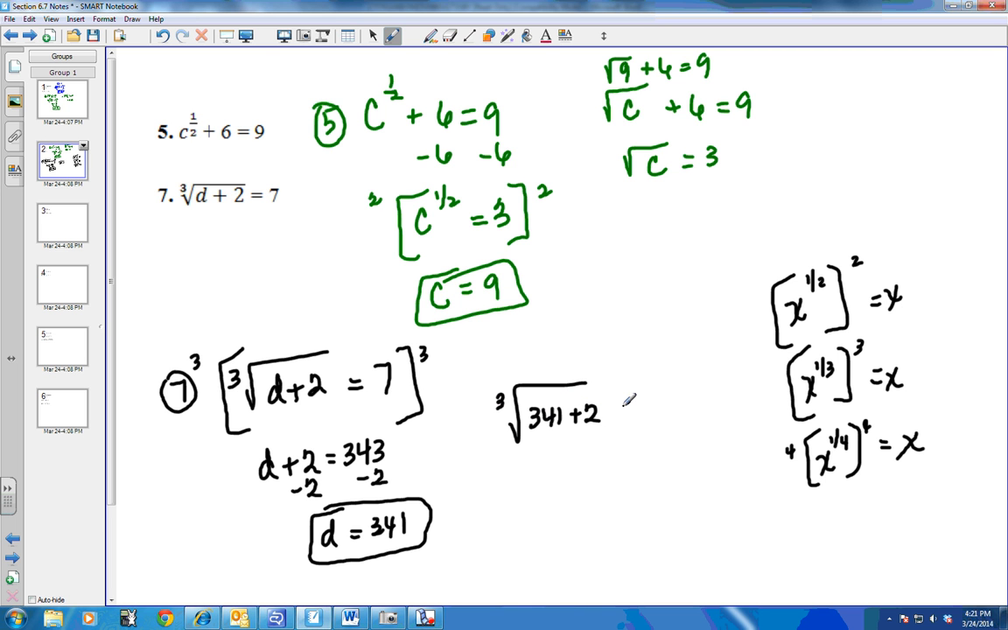341 plus 2 should equal 7. The cubed root of 343. And when I put this in my calculator, I get 7 as my answer. So that's a true equation, so D is 341. Again, you don't have to show me the check, but sometimes you're going to have some that won't work out.